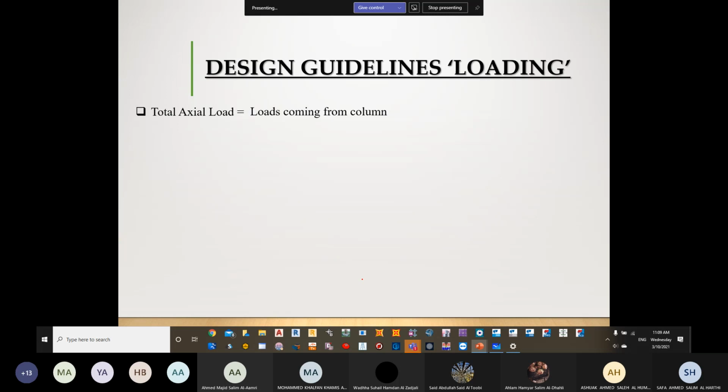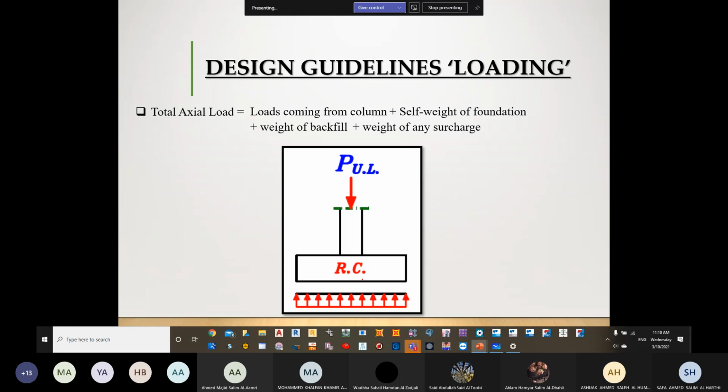So you can see now, we said the total axial load is loading coming from the column plus self-weight of the foundation plus the weight of the backfill plus the weight of any surcharge. So there are 4 loads normally accumulating, whatever we call the P value. Not always all of them are going to be present. Self-weight will be there, loading from the top will be there, weight of the backfill always will be there, but sometimes the surcharge is available, sometimes it's not.